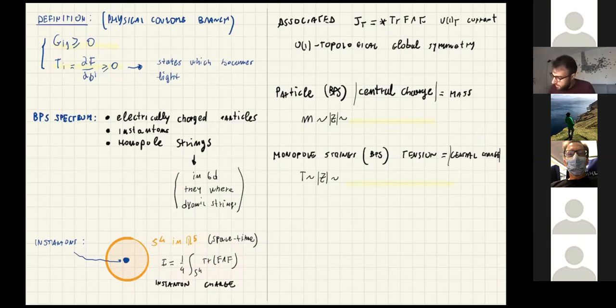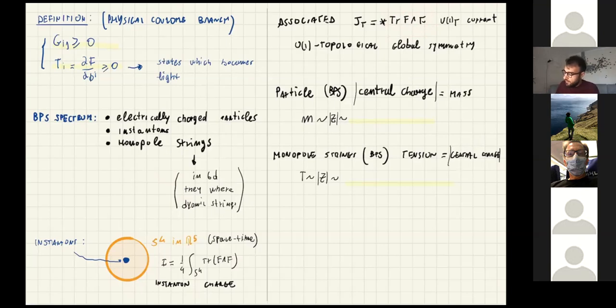So moreover, associated with this instanton charge, there is a current, which is given by the Hodge dual of this density. And this is called the topological current. It gives a global symmetry of the gauge theory. So for a given gauge theory, in this case, we have a U(1) topological current.